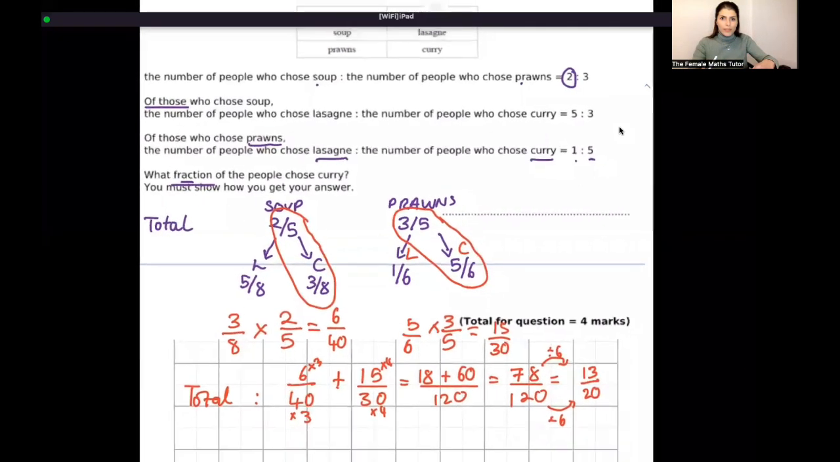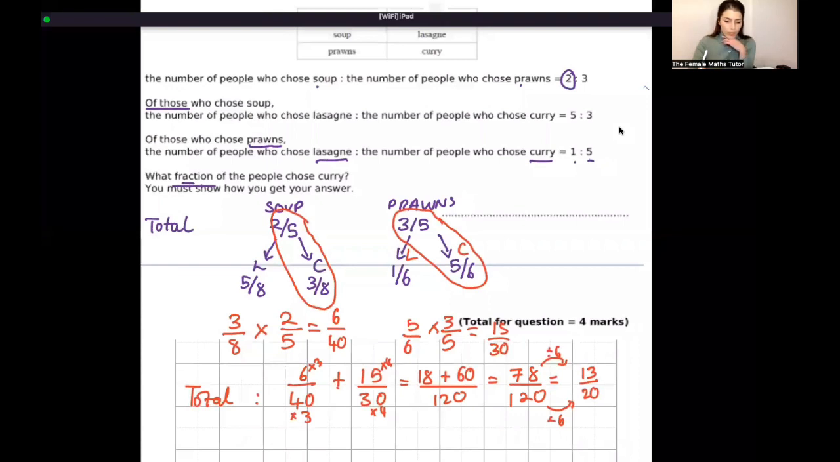For soup, how did I get the denominator 8? So where is soup? Because you have to add up the 5 and 3. Okay, it's out of 8. The same way for the prawns, the denominators add up to 6. So I put out of 6.